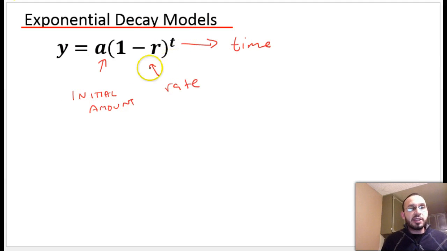The biggest difference between a growth model and a decay model is this right here. In our growth model, that was a plus. We had addition because we were adding a certain rate to it as time went on. Well, in our decay model, as time goes on, we're subtracting by a rate. So let's look at an example of this.